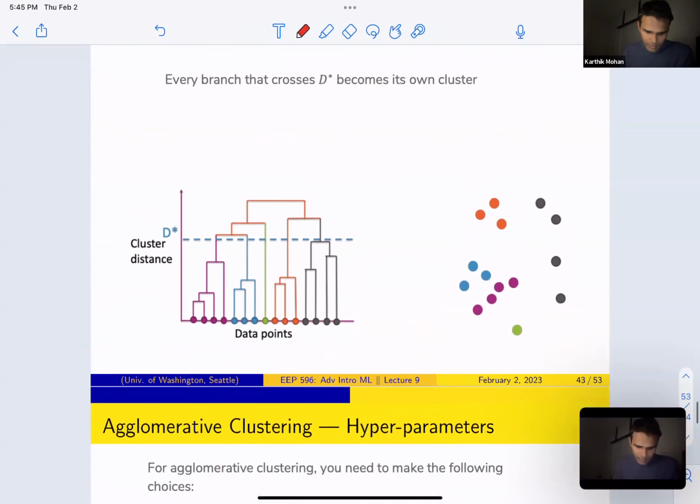Okay, so as we cut it here, we realize there are 5 clusters. At the bottom left you have the pink cluster, then you have the blue cluster, then you have the green single point cluster. So green is just a single point, its own cluster, and then you have the orange, and then you have the black. So there's 5 clusters here.